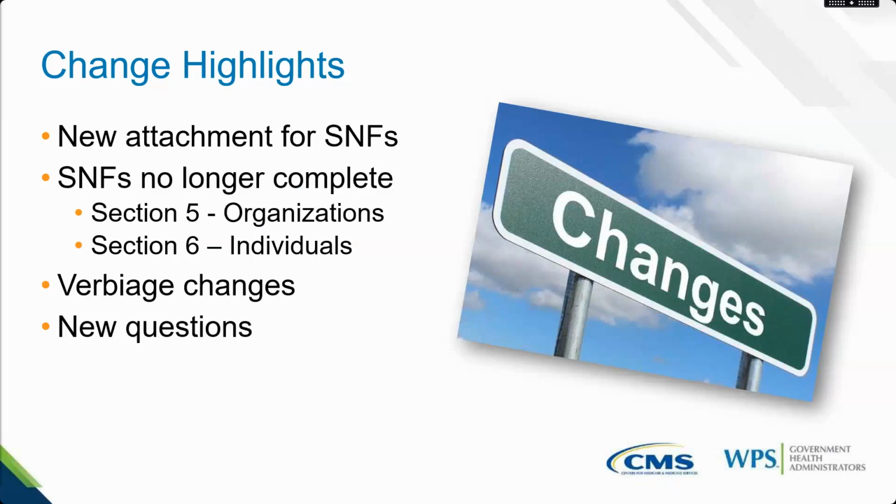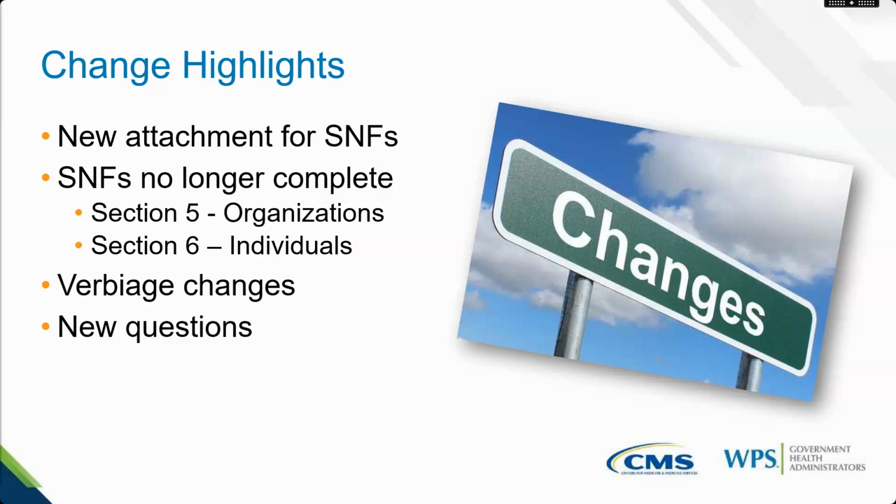So as I said, there's the new attachment. You're going to hear a lot about that, but that's a big change, particularly for SNFs. So Section 5 and Section 6 have been traditionally used to report ownership and managing control information for all providers. This change in particular is going to only impact SNFs, but they are no longer going to be utilizing Section 5 or Section 6 to report their organizational or individual managing ownership and managing control information.